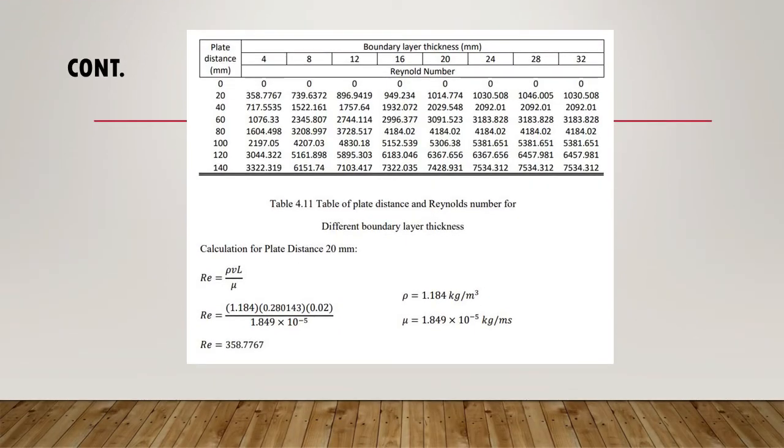And here is the Reynolds number. This is for the rough surface. It's still the same. However, we can see that the Reynolds number here is higher compared to the smooth surface, as the rough surface causes more disturbance in the flow.